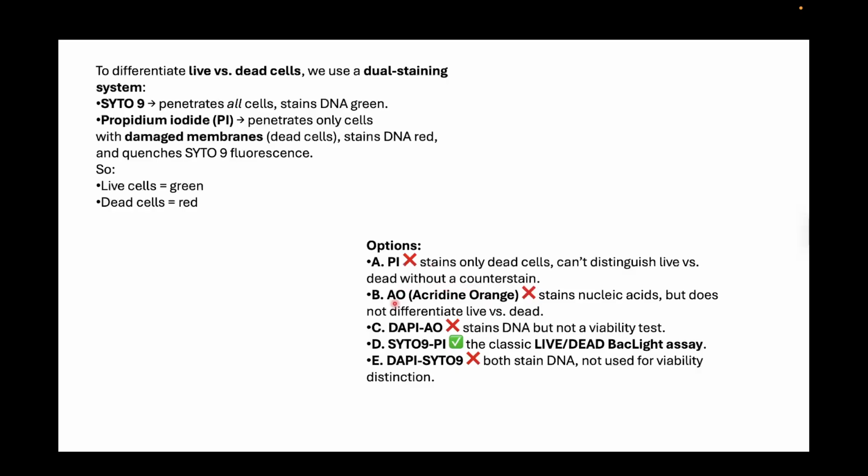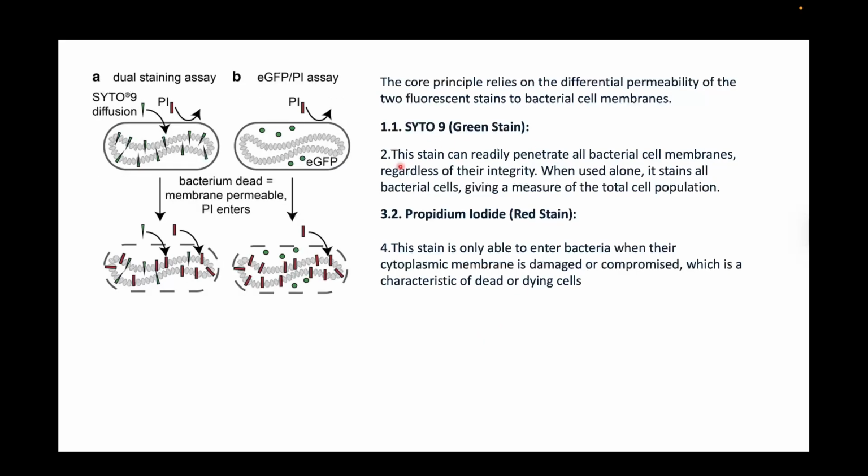So propidium iodide only stains dead cells. Option A is incorrect without a counter stain. Acridine orange only stains nucleic acid but does not differentiate live versus dead. So you need to pair the acridine orange with the propidium iodide to do a dual staining to identify live versus dead. DAPI plus acridine orange, both will stain DNA but not a viability test. SYTO9 PI is a classic live dead BacLight assay, and DAPI SYTO9 again both stain DNA, not useful for viability distinction. So what happens with these two dyes, SYTO9 and propidium iodide?